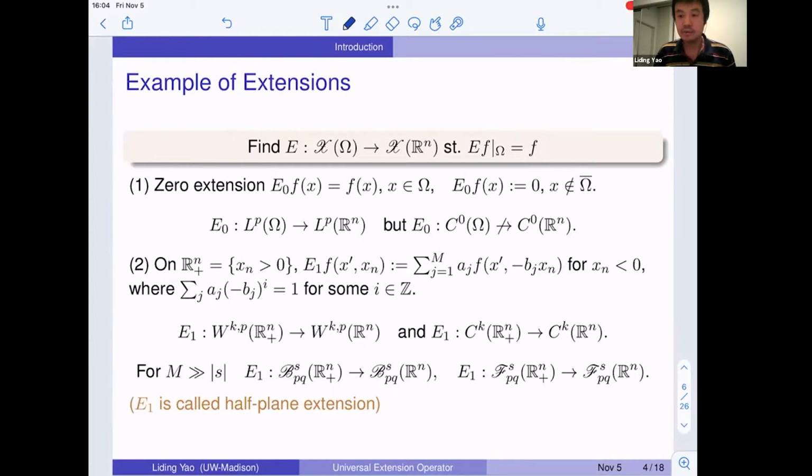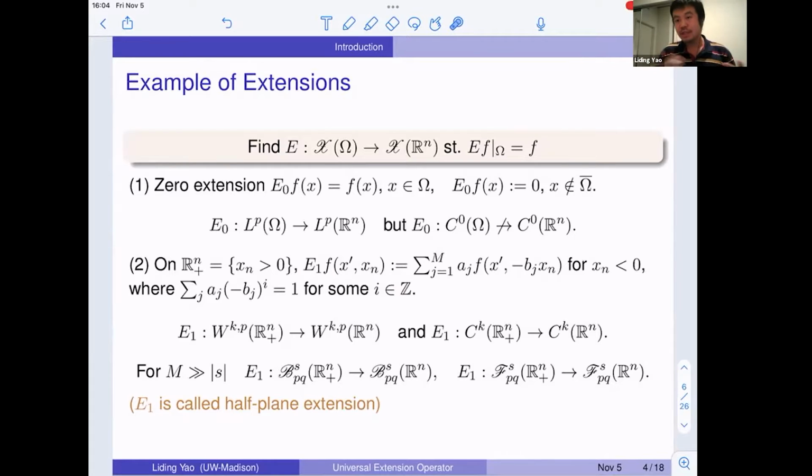A better one was mostly developed by Triebel, and there is a lot of study about it. It's called the half plane extension. The idea is that if we start with the upper half plane, which is the domain where x_n is bigger than 0, then for x_n smaller than 0, the extended function is defined to be a linear combination of f(x', -b_j x_n). And then we require that these a_j and b_j satisfy certain algebraic conditions.